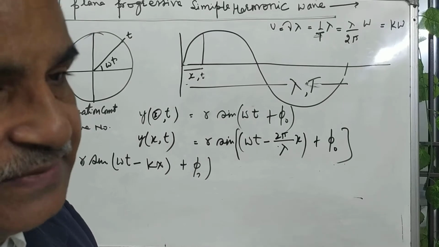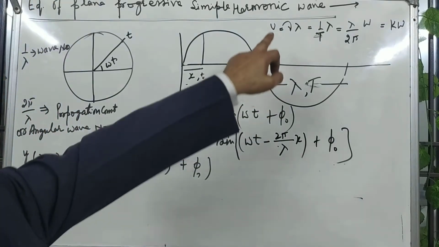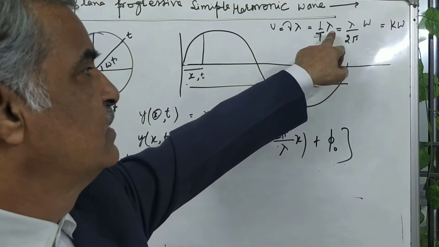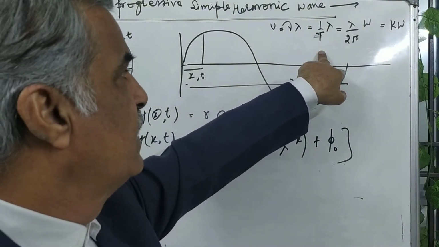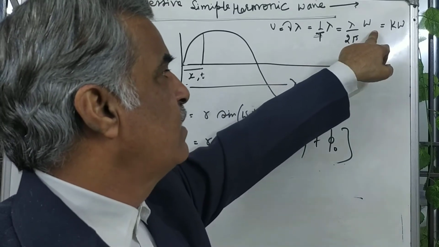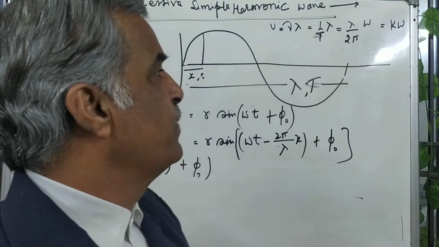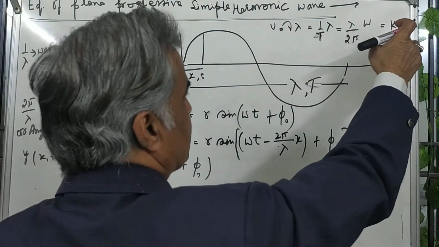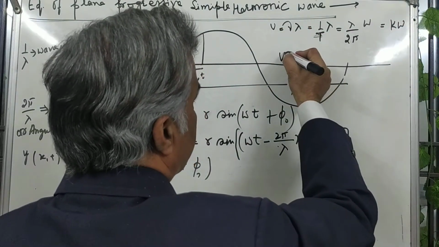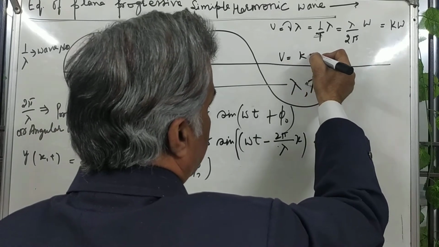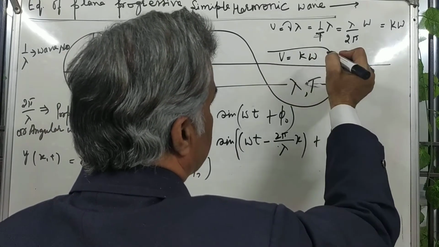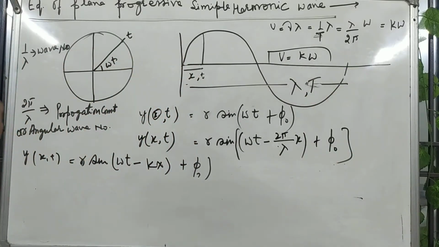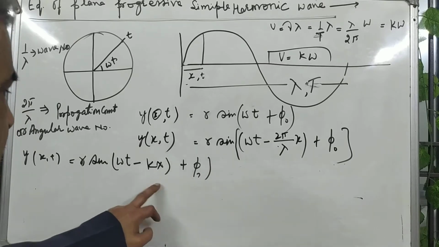In the SHM wave equation, v equals nu lambda, which is lambda upon T, distance upon time, and T equals 2 pi by omega. So this is k and omega. Velocity is linear velocity, and omega is angular velocity. So v equals omega upon k, and k is the angular wave number.